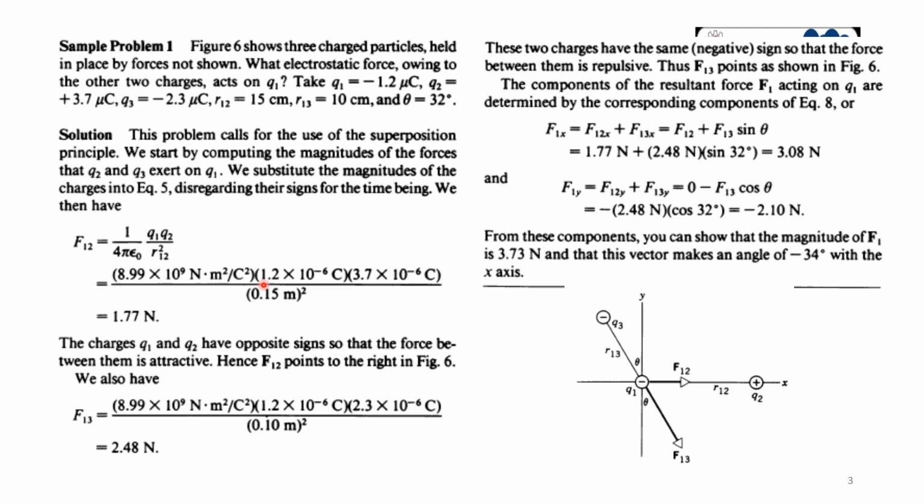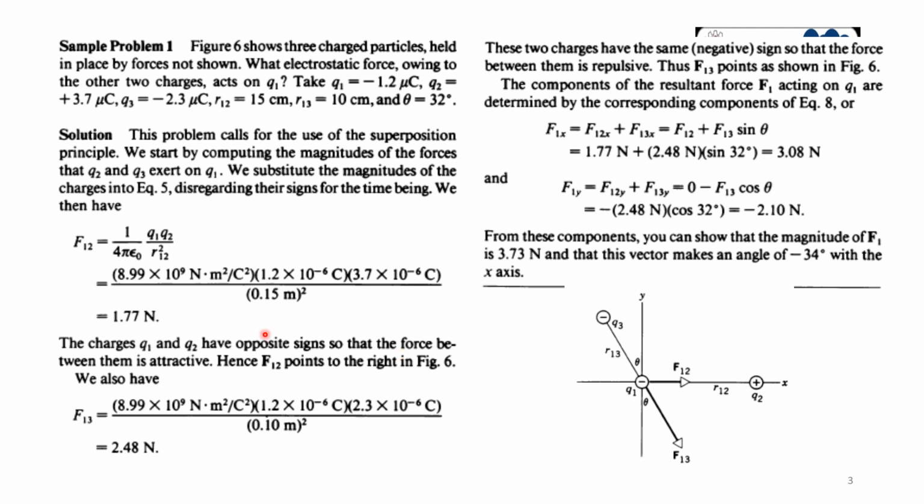Because if you use a magnitude, the minus will become positive. So F12, after calculation, will become 1.77 Newton. Now, what is the next step? The next step is we will find the force F13, the magnitude of the force.